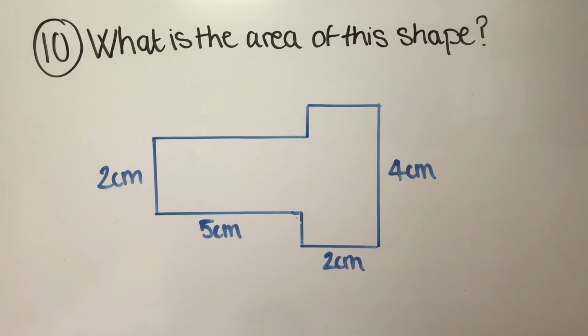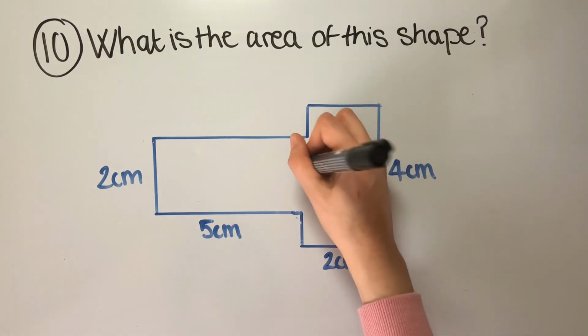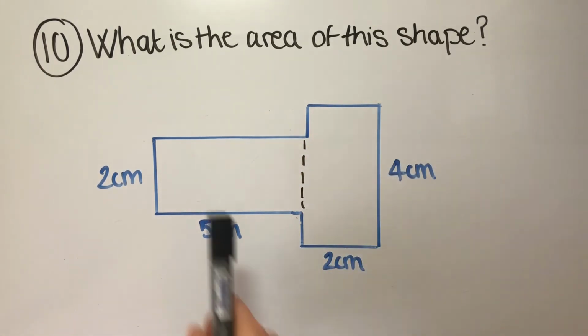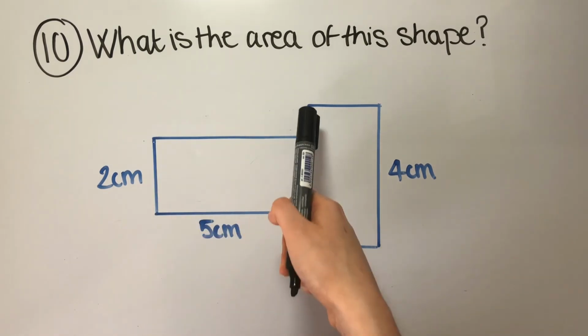Here's our last question. Question 10. What is the area of this shape? This shape is the same as the shape we had in our previous question. We can see that it looks like there are 2 rectangles. If I draw my dotted line down here, we've got 1 rectangle and 2 rectangle.